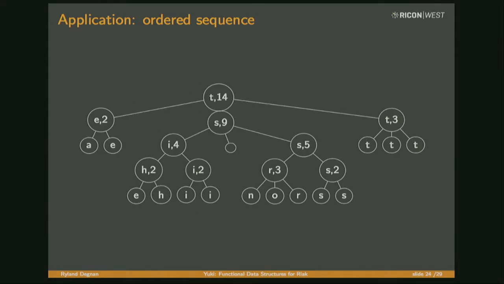So for that application, an ordered sequence, the annotations might look something like this, where each annotation is a pair, and the first element of the pair is the greatest of the sub-elements, and the second is the sum of the sizes. So you can see in this way how it's quite easy to look up any given element either alphabetically or through its array index.